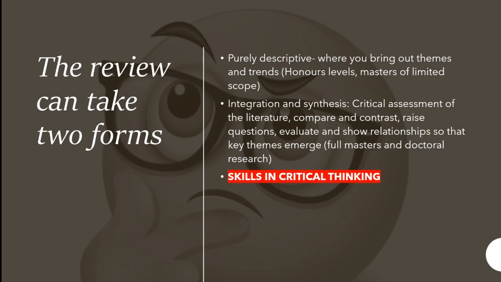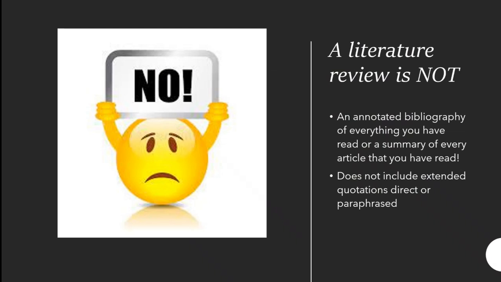So we've spoken a lot about what a literature review is. Maybe just a note or two on what a literature review is not. A literature review is not just an annotated bibliography of everything that you've read, or a summary of every article that you have read. Now, we often fall into this trap because we've read so much, we feel that we need to put everything that we've read in our literature review. That is not what a literature review is about.